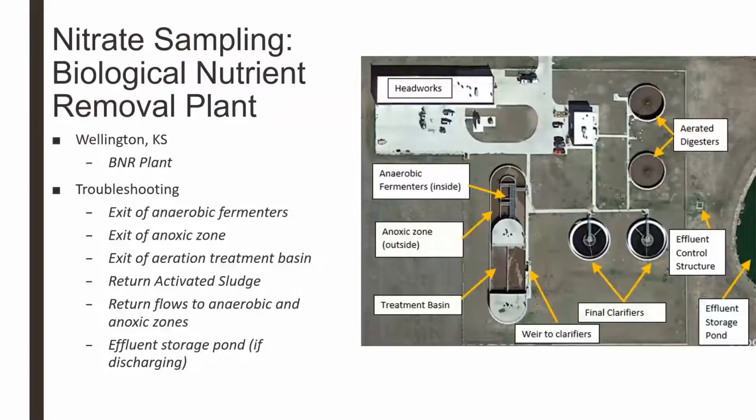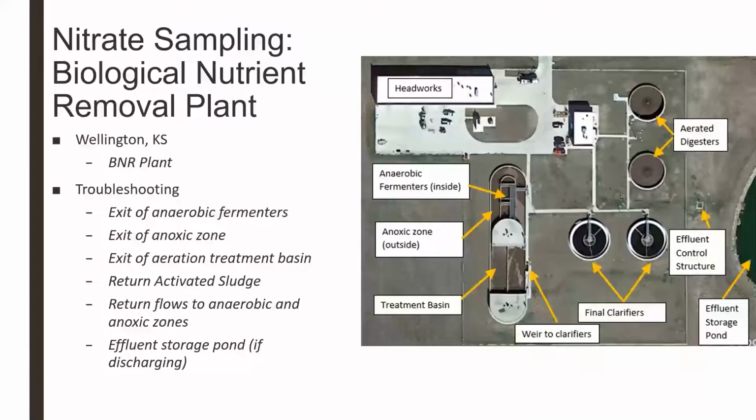You also want to be looking at the exit of the aeration treatment basin in this scenario. So water is directed to the anoxic zone. It comes back out to the aerated treatment basin before going over a weir to the final clarifiers. So this is basically the nitrate level that will be exiting your plant.